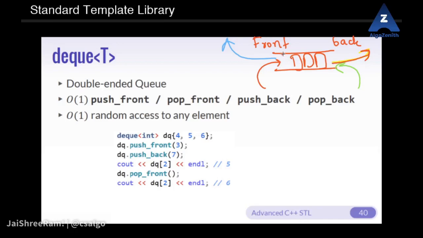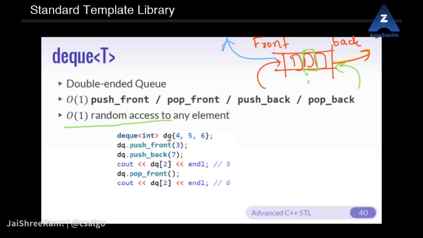Also at any particular configuration, if you want to access the element at some particular ith index, that's also possible in dq. So that is like order one random access. So accessing a particular ith element, if you can do that in order one, it's called random access, okay.